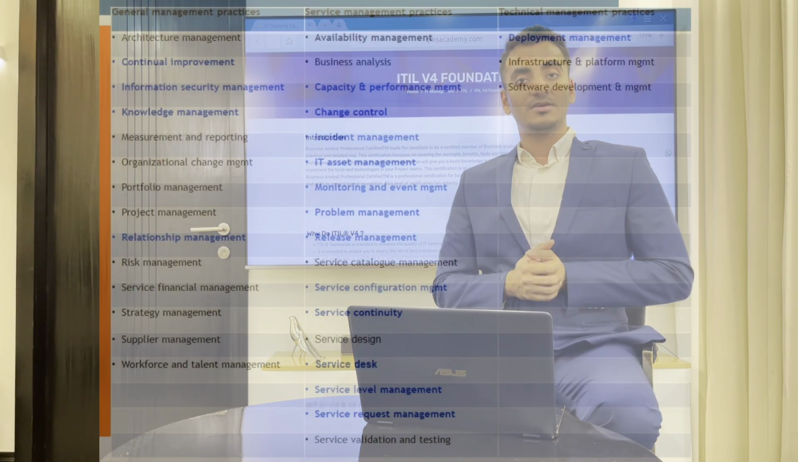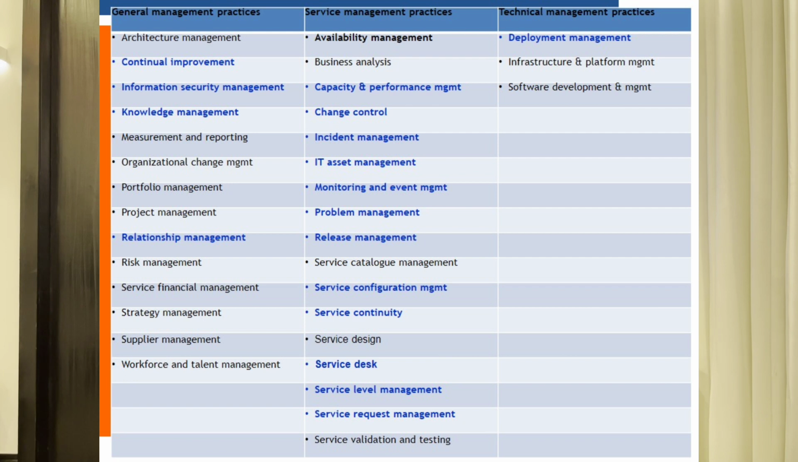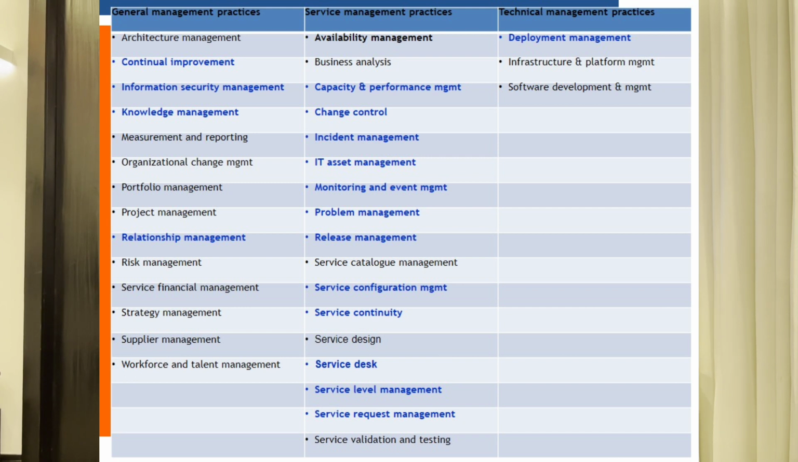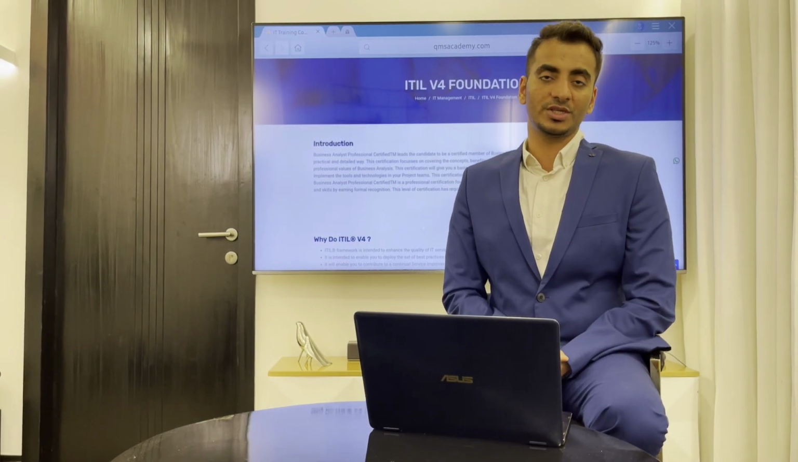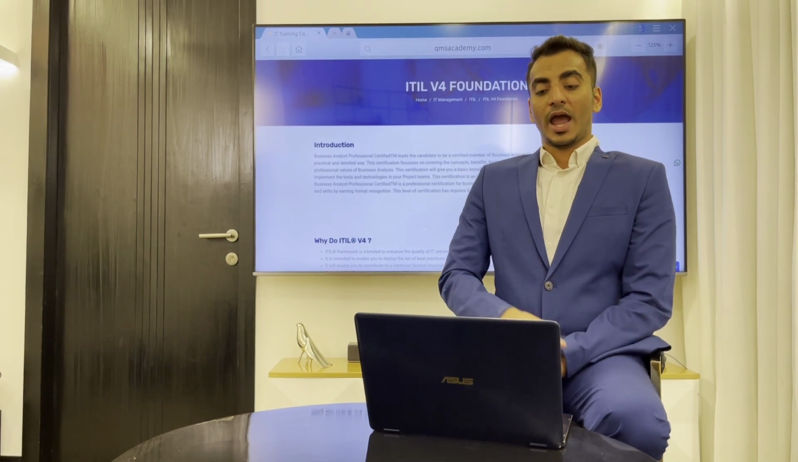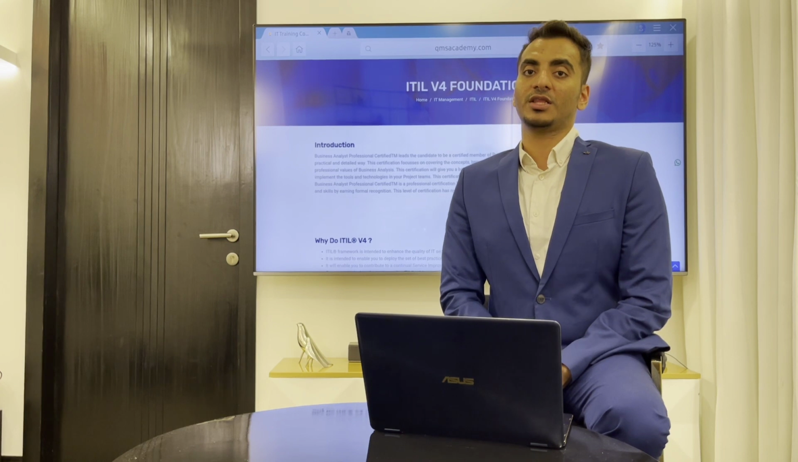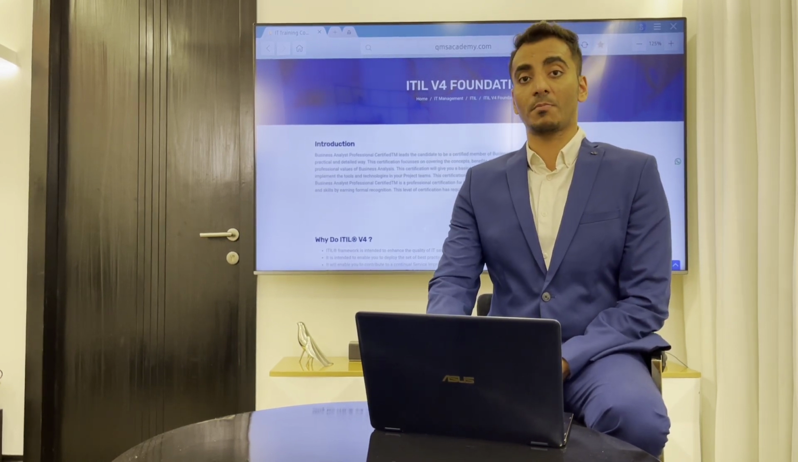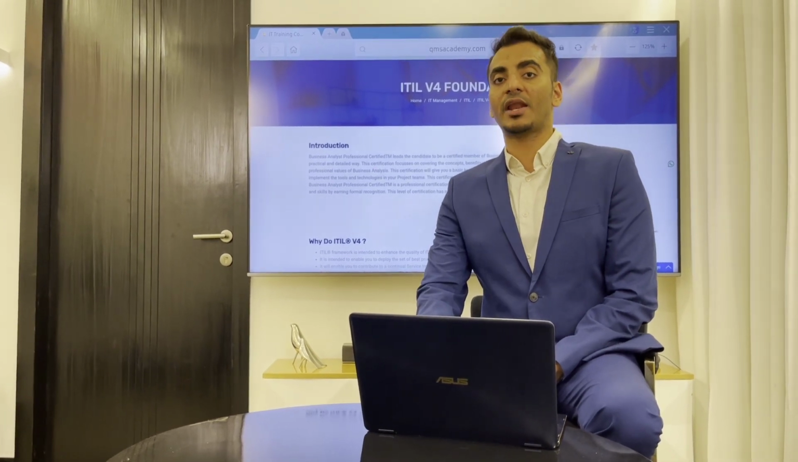So if you see the slide, the general management practice, which has multiple processes, service management practice, which is again multiple processes, and technical management practices. So these 3 practices have processes under them, which we will see in detail. And if you see this, the ones highlighted in blue are the ones covered in the ITIL V4 foundation. Now let us see what the main 7 practices are and what the 11 additional practices are.